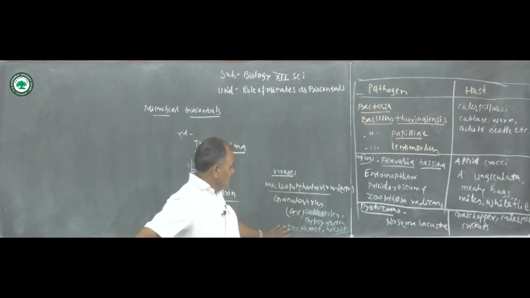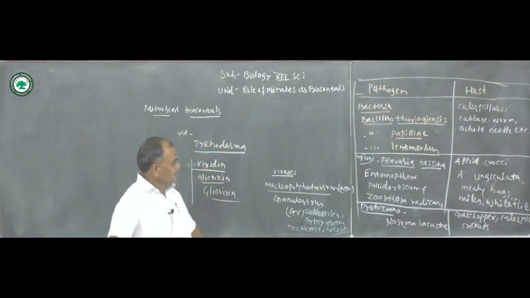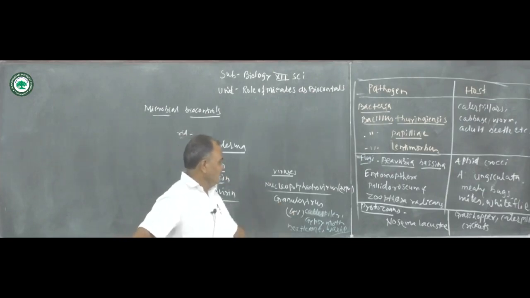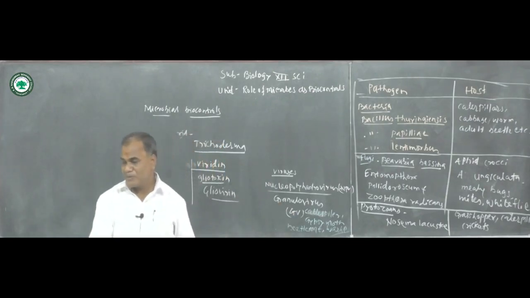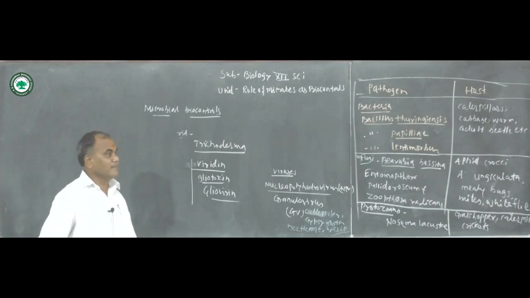So caterpillars, gypsy moths, beetles, ants and wasps are controlled by viruses like nucleopolyhedrovirus and granulovirus. These microbes play an important role in controlling different types of diseases and insects. Next we see the bioherbicides.